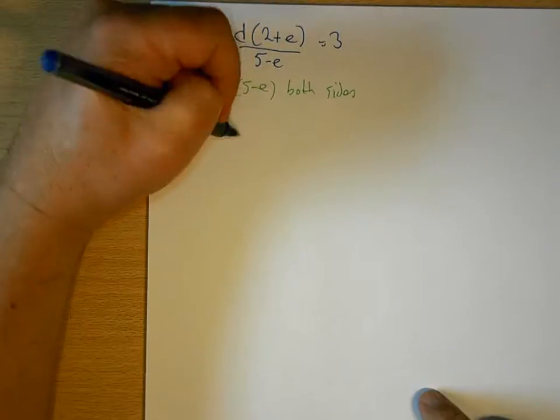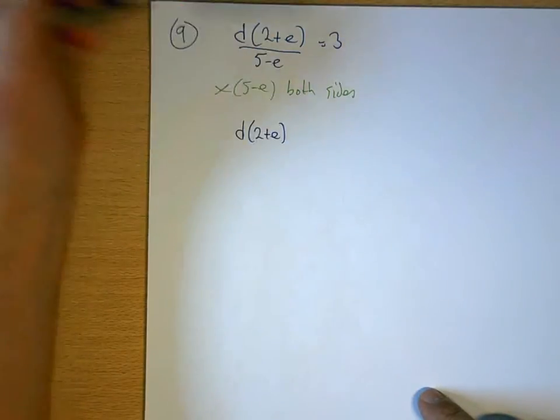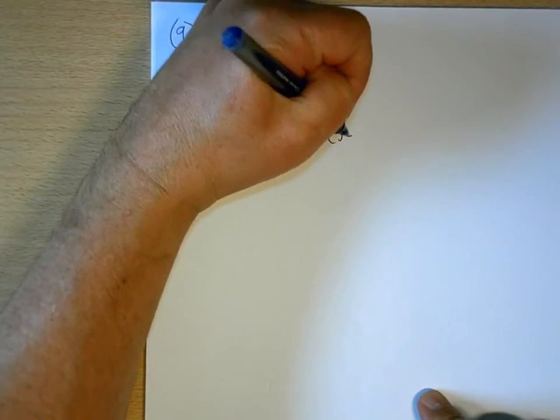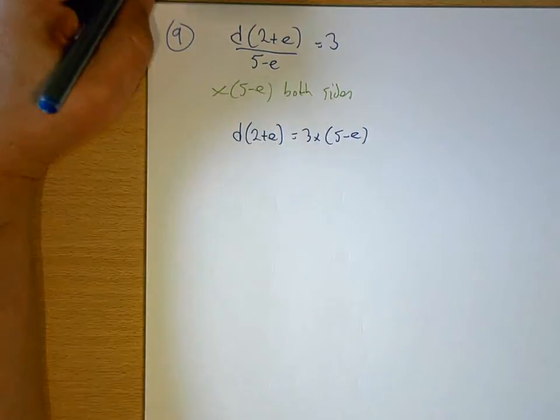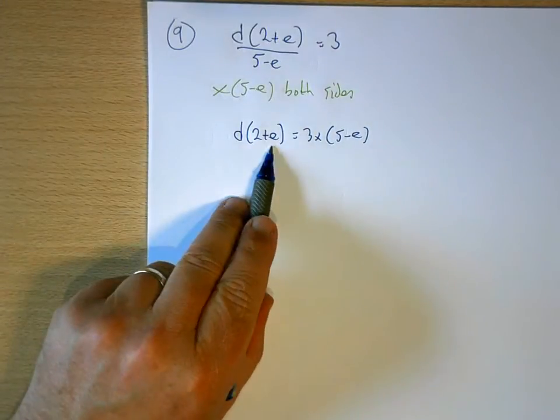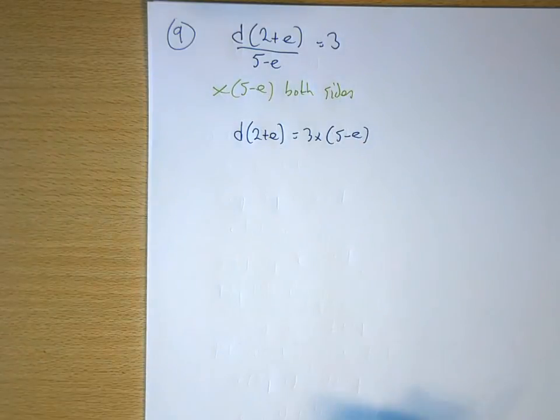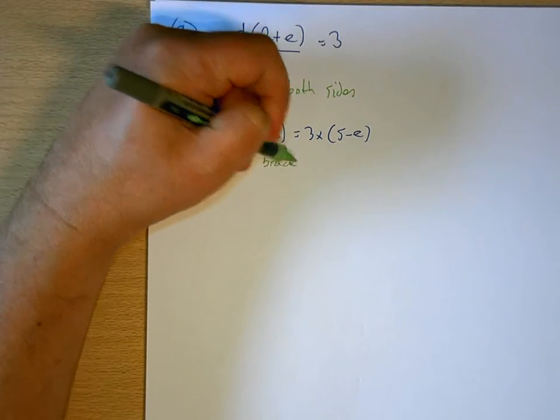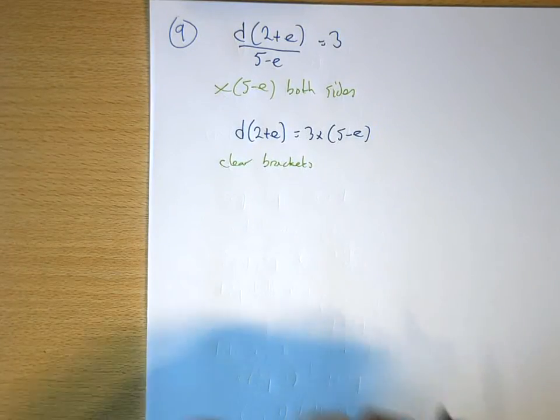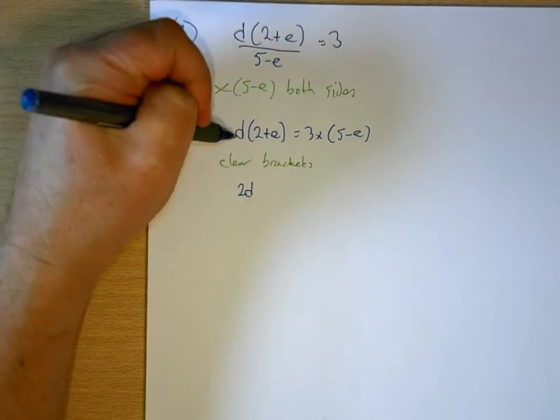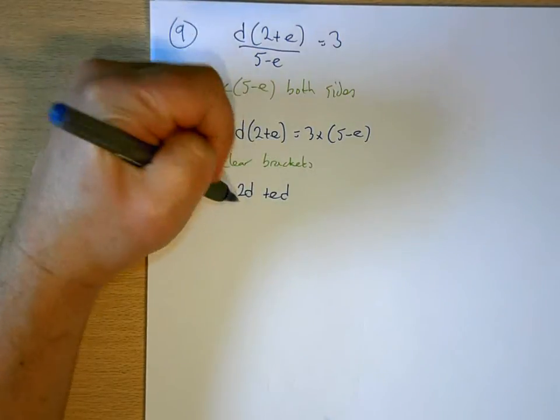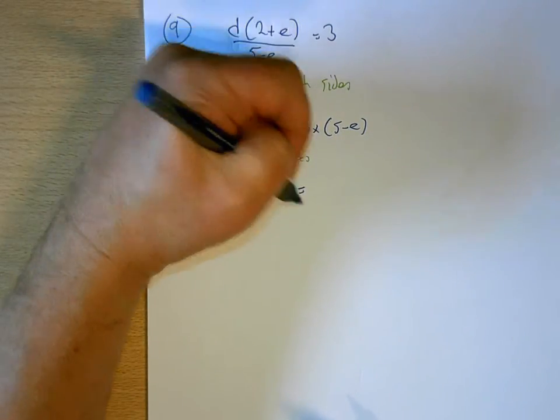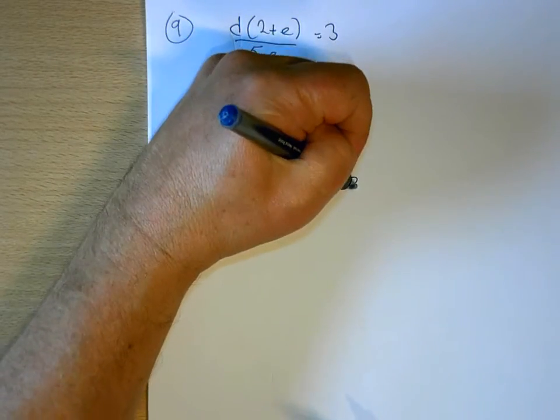On the left hand side that leaves us that, and on the right hand side it gives us that. Now I need E equals, and I've got E on that side and E on that side. So more work to do. Get rid of the brackets first of all. 2D plus ED. 2 times D is 2D, E times D is DE or ED, doesn't matter. On this side, 3 times 5 is 15, 3 times E is 3E.